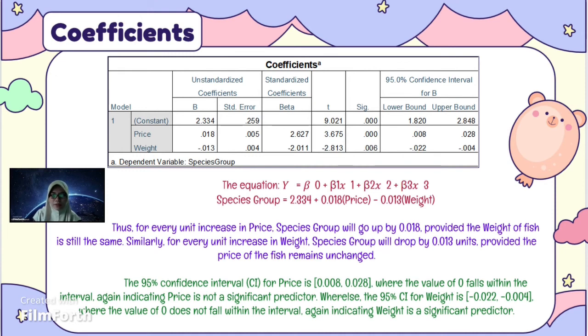The 95% confidence interval for price is 0.008, 0.028, where the value of 0 falls within the interval, again indicating price is not a significant predictor. Whereas the 95% confidence interval for weight is negative 0.022, negative 0.004, where the value of 0 does not fall within the interval, again indicating weight is a significant predictor.